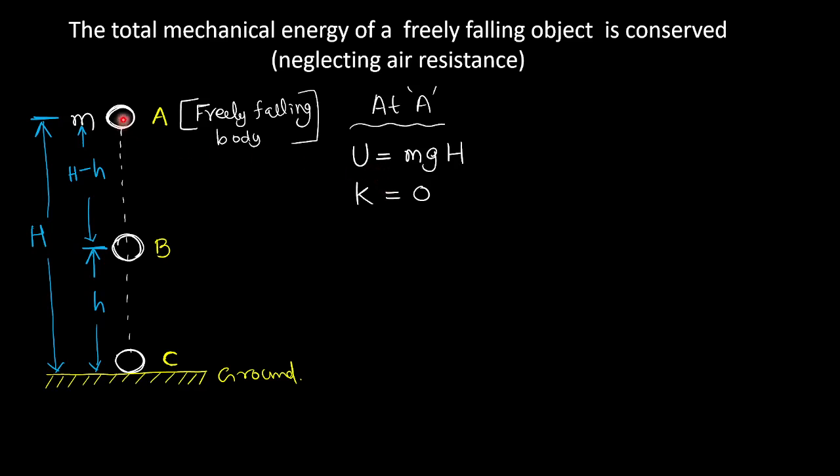So initially the body has potential energy mgH, but kinetic energy is 0. So total energy, potential energy plus kinetic energy, is mgH plus 0, mgH. This is the total energy at A. Understood? Total energy at A is mgH. All of it clear? Till this step you are okay? Please respond. Yes, sir. Okay.